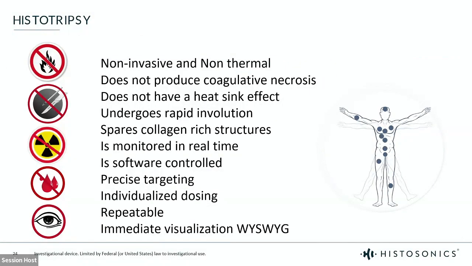So in summary, histotripsy is a non-invasive, non-thermal, and non-ionizing mechanism for destroying tissue. The indication will be for the destruction of liver tissue. It does not produce coagulative necrosis, at least as best as we've been able to determine in all our research studies. It undergoes rapid involution. I always get tripped. Never say never, right? So I'm just going to stick to it spares collagen-rich structures.